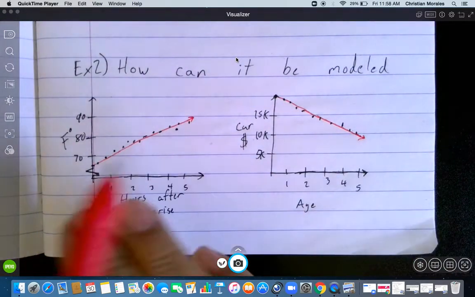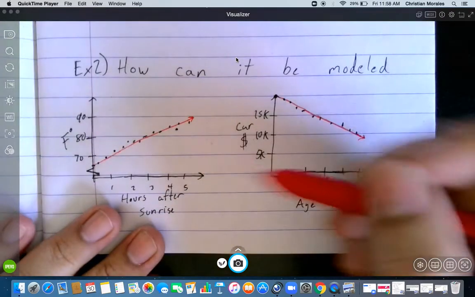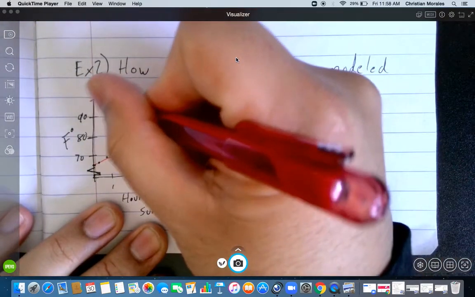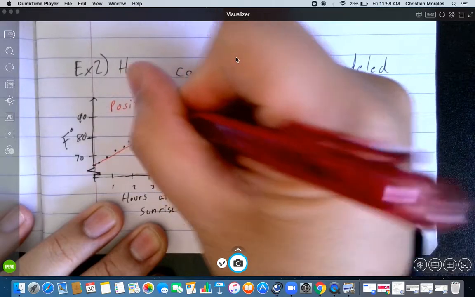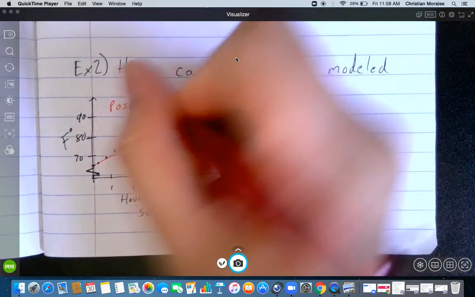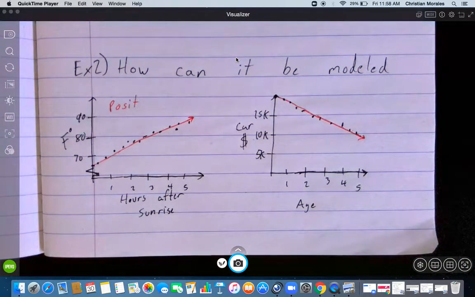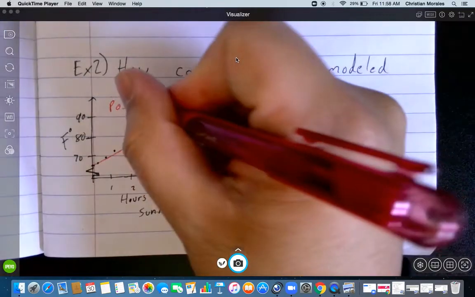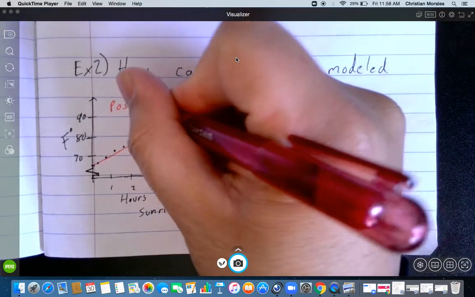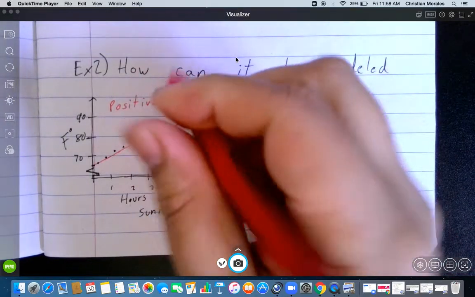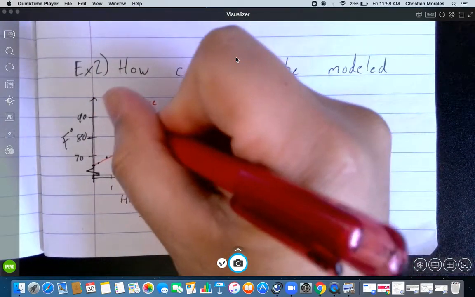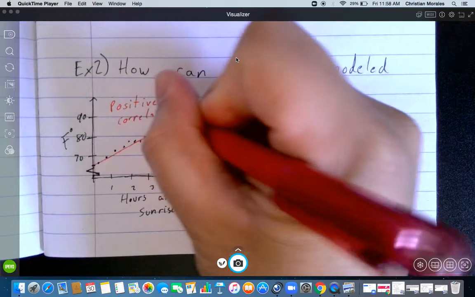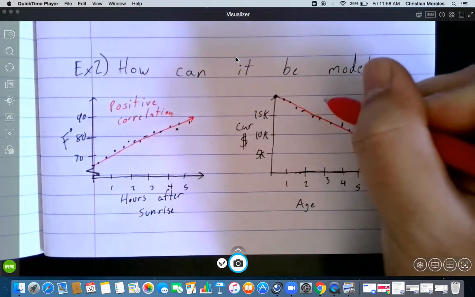And when you can draw a line, we call this correlation. So this has a positive, and I think I just misspelled positive. I apologize. No, actually I didn't. I'm sorry. I misspelled it the first time. That's why I don't teach English. And this one has a negative.